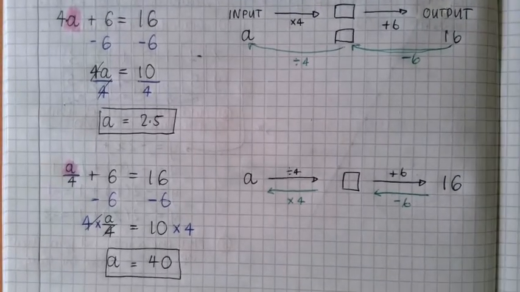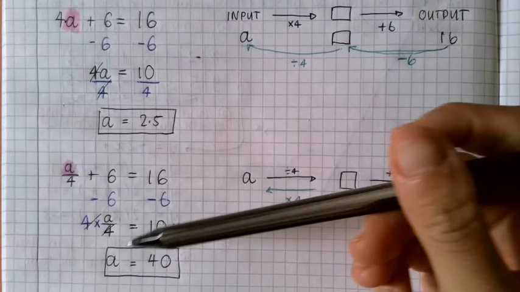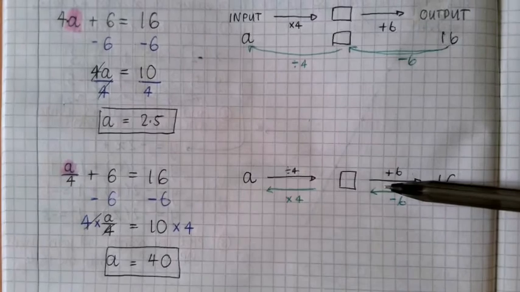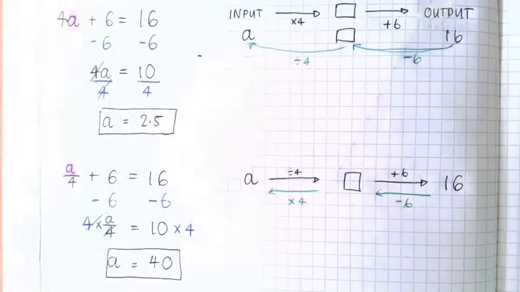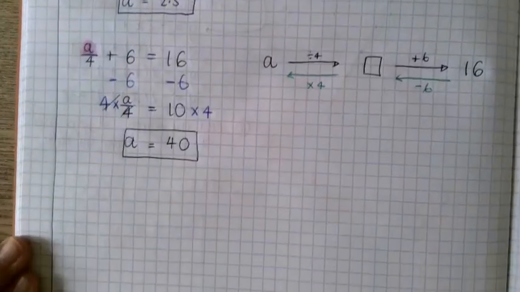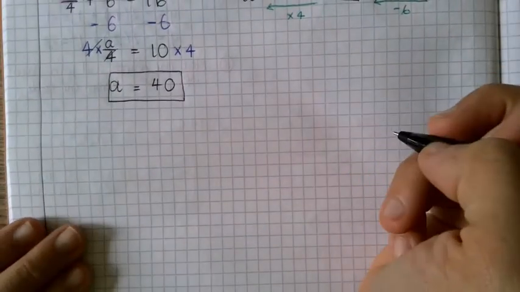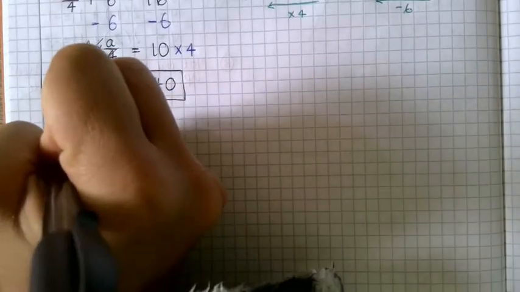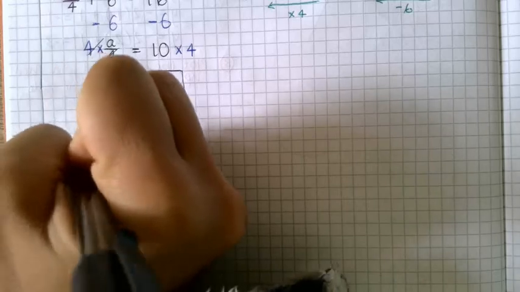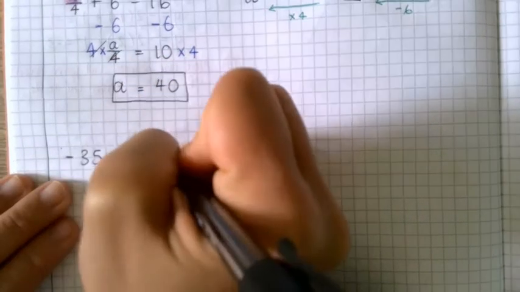Now obviously when you solve these types of equations in secondary school and in the future, you're not going to be drawing these number machines because they're time consuming. So I'm going to do 3 examples now without a number machine. So our first one is going to be, and I've plopped some negatives in here as well, negative 35 equals 5x plus 20.